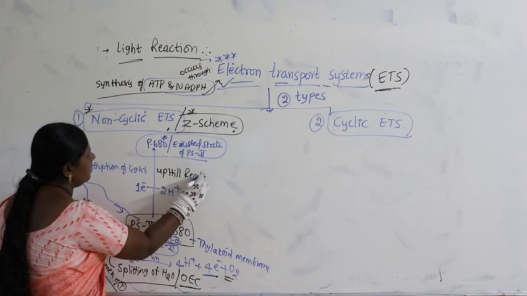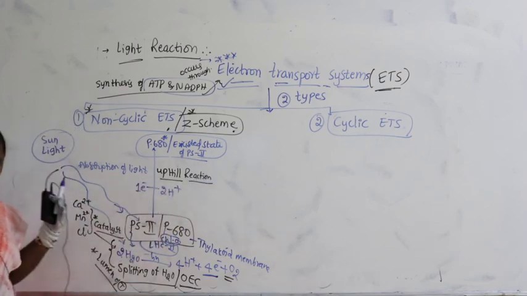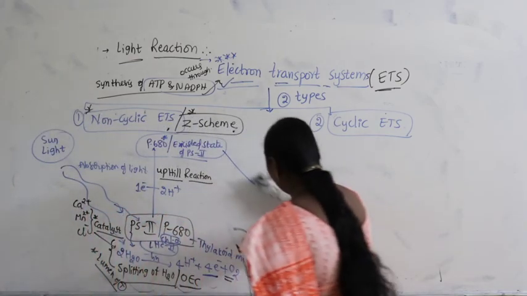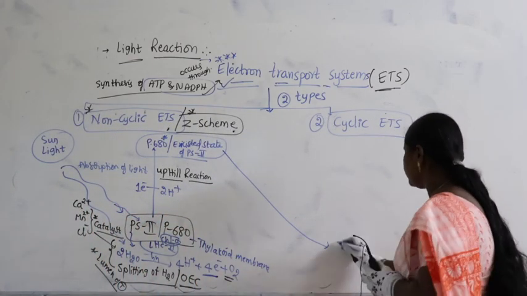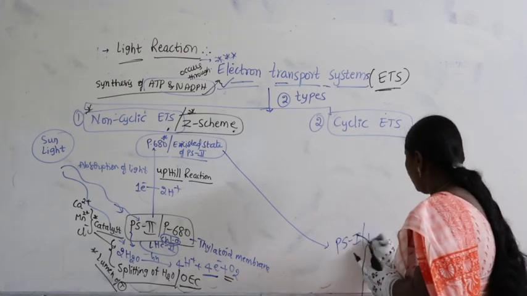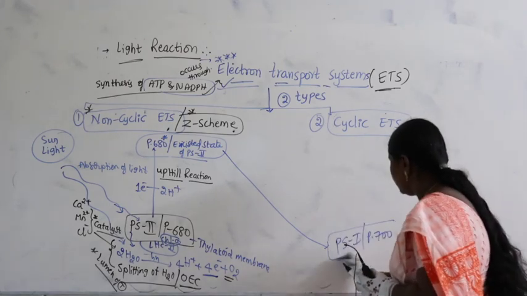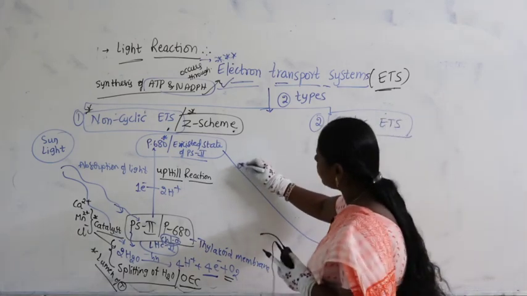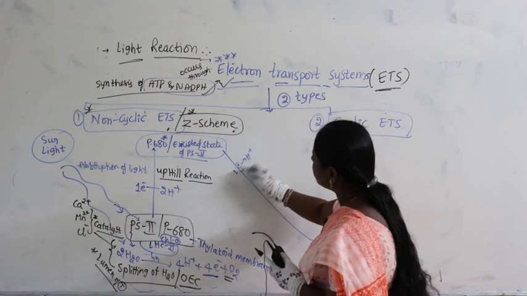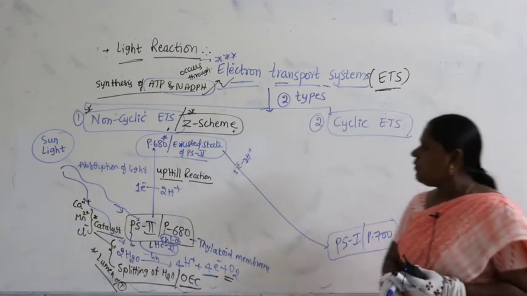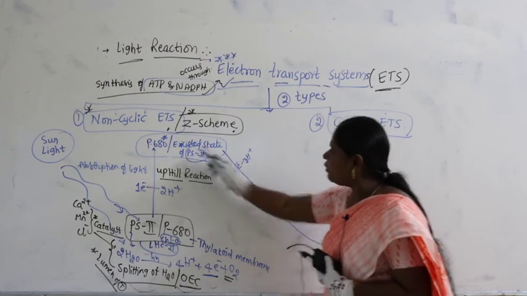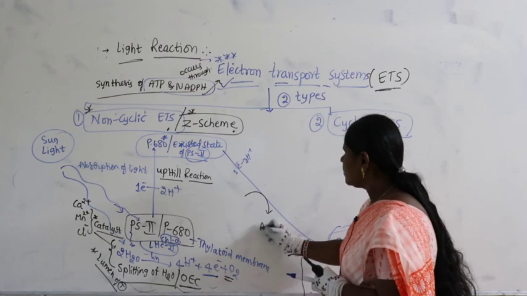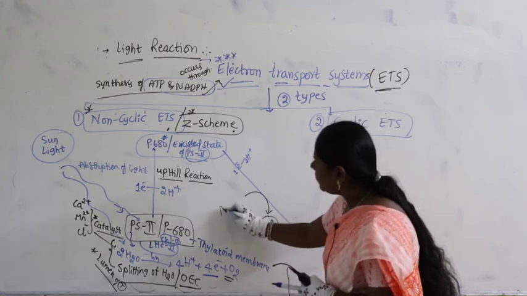This is called what? An uphill reaction. Again from PS2, electrons are coming to PS1 or P700. While coming, each electron here is also carrying protons. When an electron is moving from PS2 to PS1, there is a synthesis of ATP.